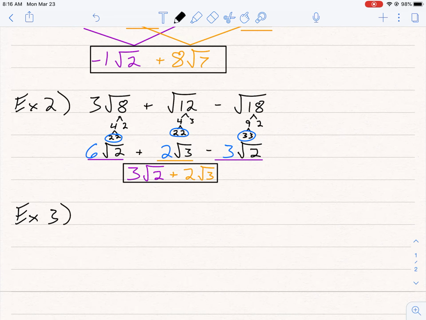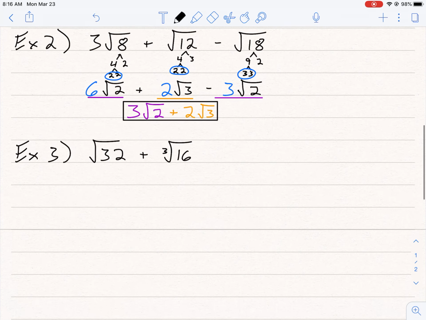Another example, this one I'm going to throw in a different index, so square root of 32 plus the cube root of 16. Remember the cube roots, when you have a different index, that's the number of numbers that you need for that. That's the number of grouping that you need for that number to come out.